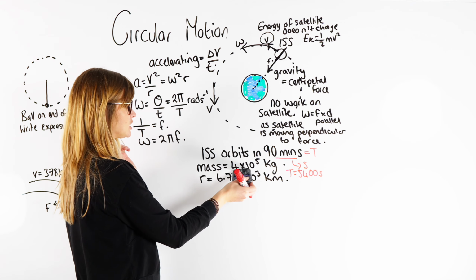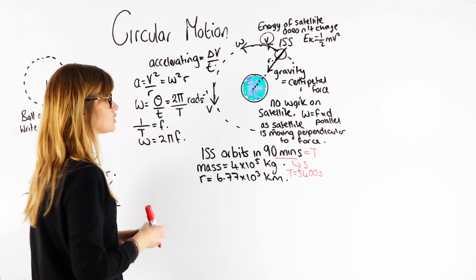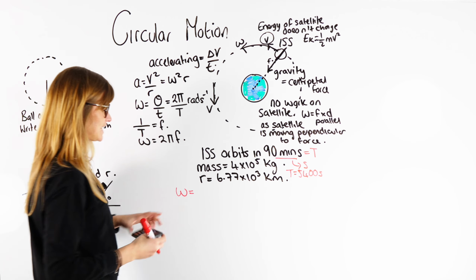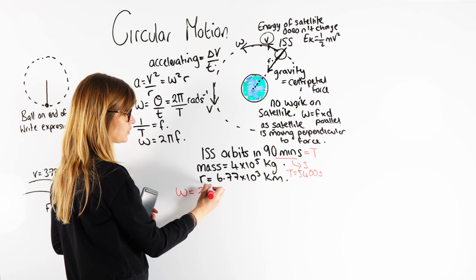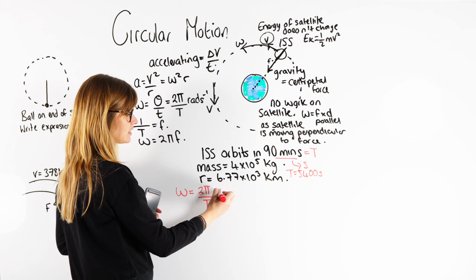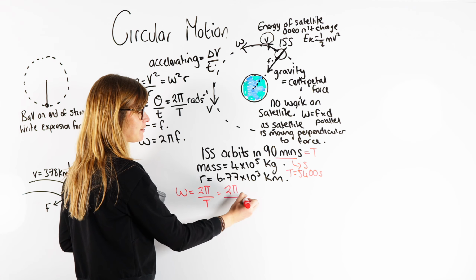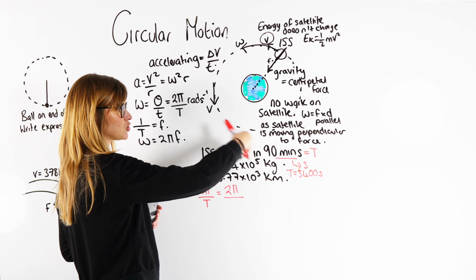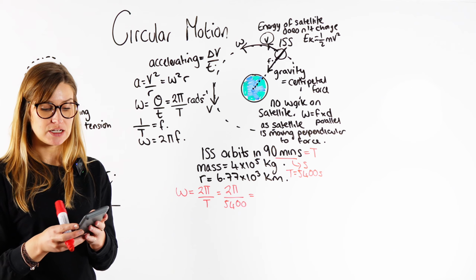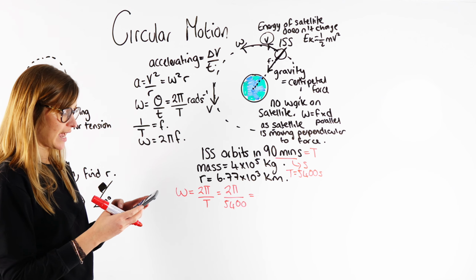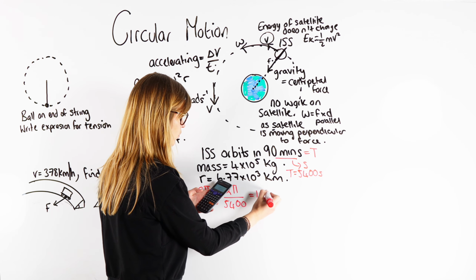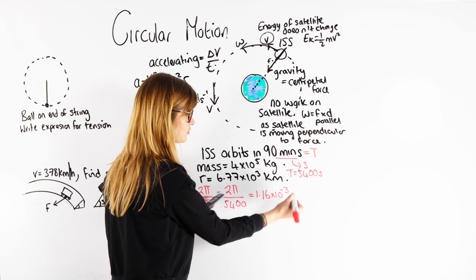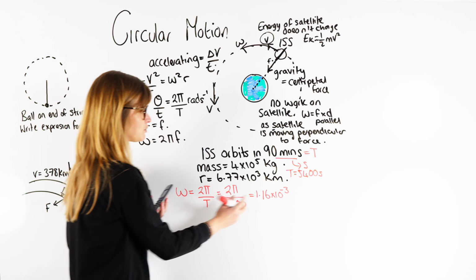It told us the mass of the International Space Station and the radius of its orbit. So what we can calculate is its angular speed. Its angular speed again is going to be 2 pi, the angle it goes through, divided by the time it takes to go through that angle. So we can do 2 pi divided by the time it takes to go that full circle, which was our 5,400 seconds. So do 2 times pi on your calculator and divide by 5400 to get your angular speed, which comes out at 1.16 times 10 to the negative 3. And again, our units are radians per second.